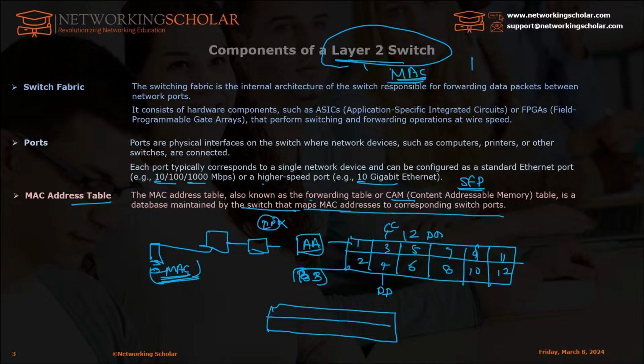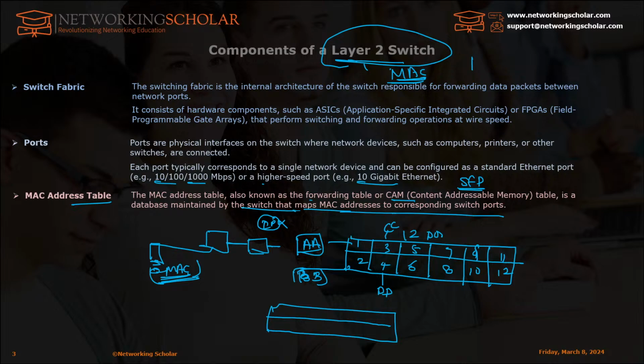How? Because we already have a CAM table, or MAC address table, so it will take the decision without taking any time, and it will forward the packet to the destination port number. Okay, so this is basically called the MAC address table. We already discussed it.